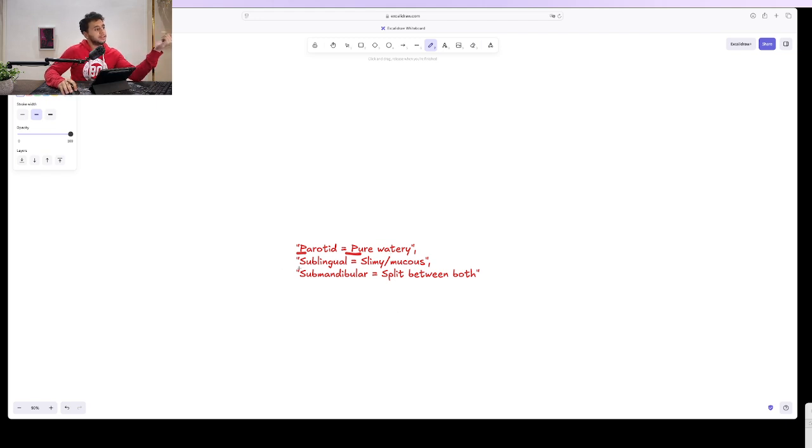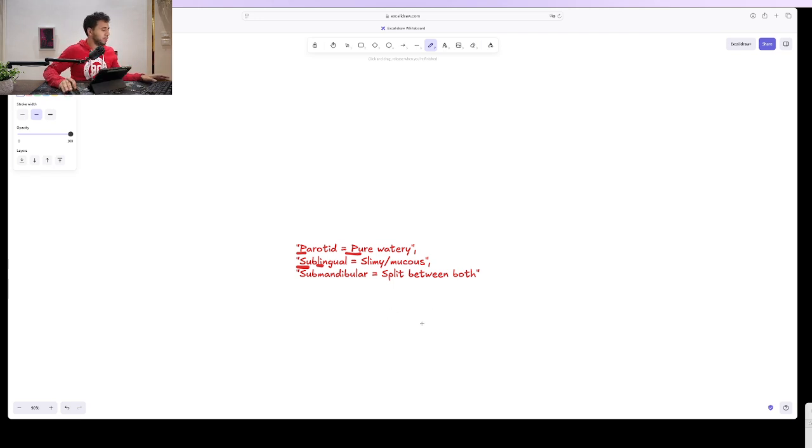And sublingual, from the L, is slimy. It's slimy mucus. So it produces mainly the mucus, the mucin. And last but not least, the submandibular is split between both, and it produces a mixture of serous and mucin.